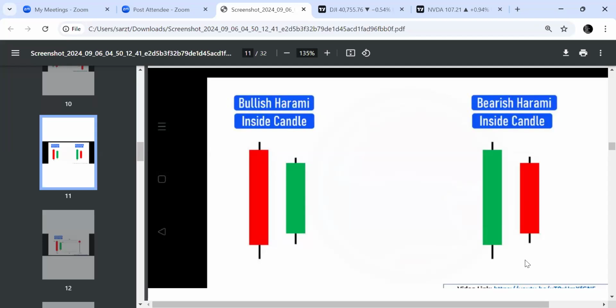So simple. The only difference between engulfing and harami is that in engulfing, the candlestick completely engulfs the previous candle. I mean, it completely takes over the previous candle. Whereas in harami, it will be inside the previous candle.